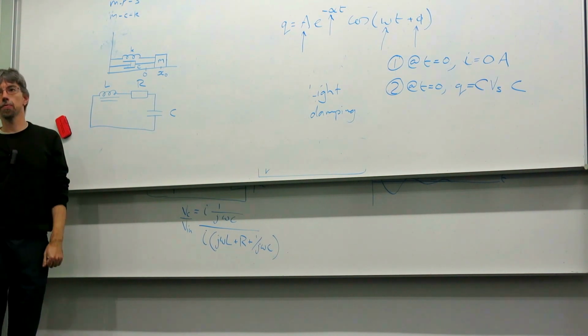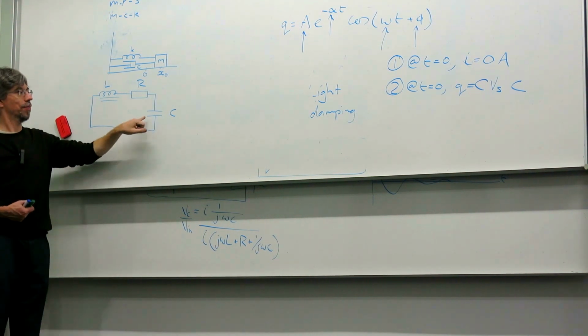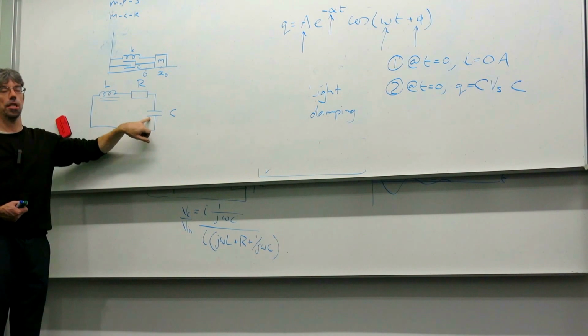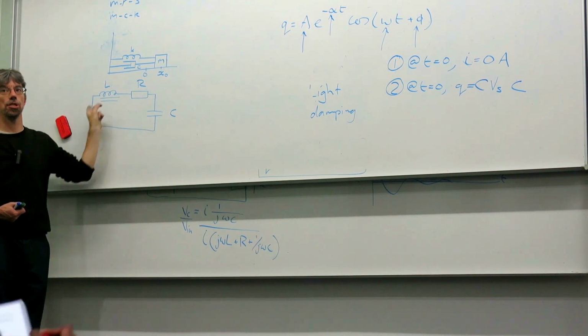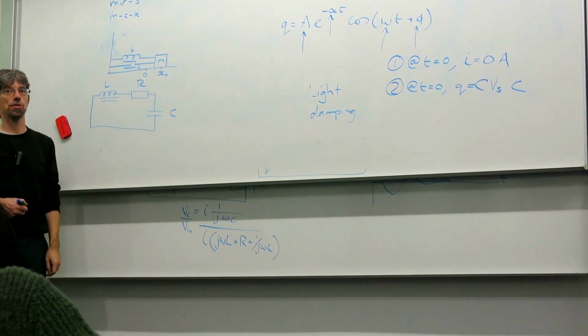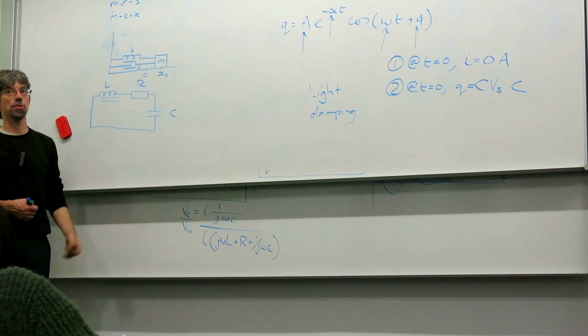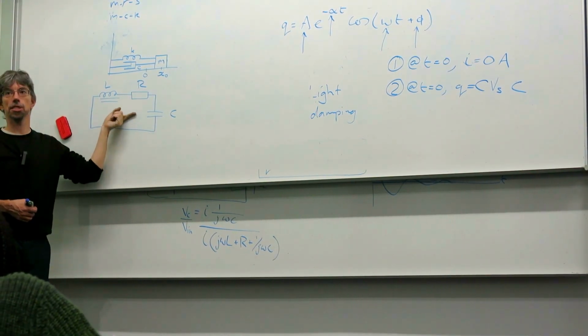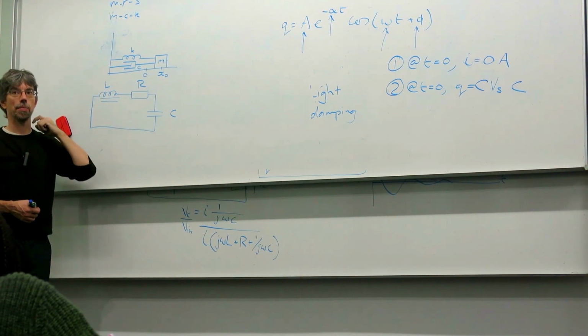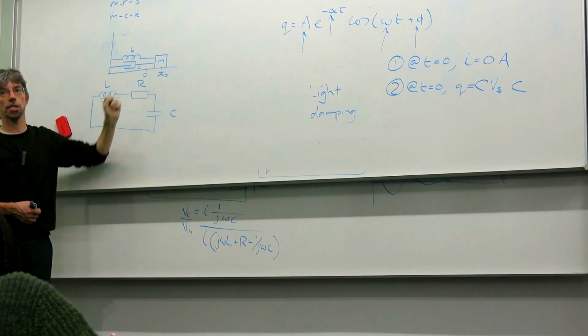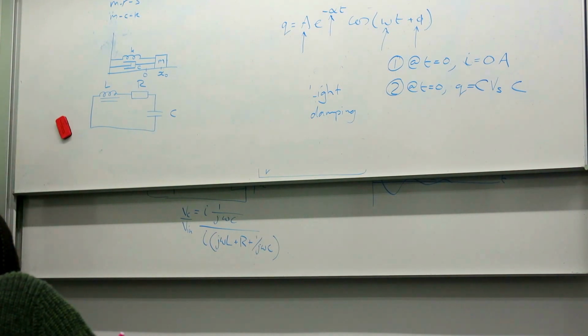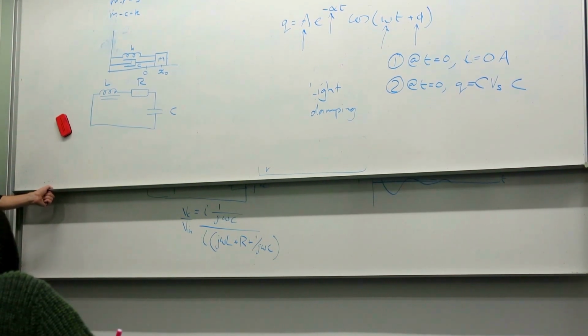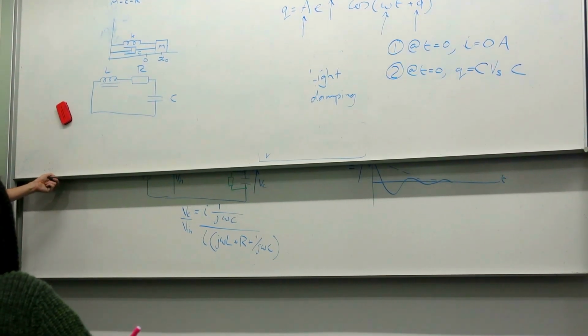So somehow you have to think of a way of putting charge initially into the capacitor, but making sure there's no current flowing at t is equal to 0. And then at t is equal to 0, somehow this circuit gets connected as shown, and that's the same as releasing the mass. And again, you have to use your skill and judgment and imagination to answer that one.